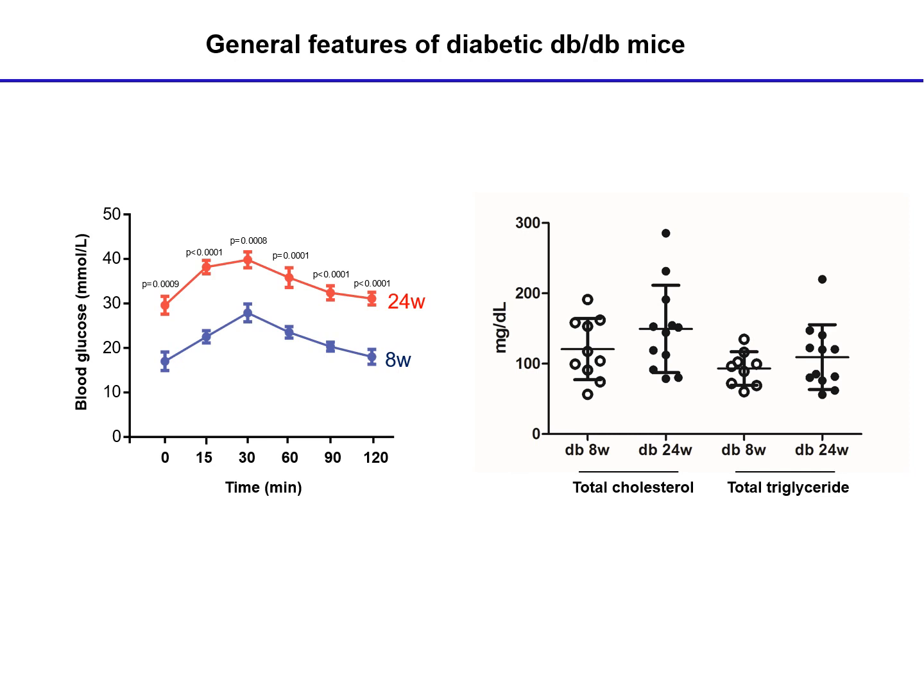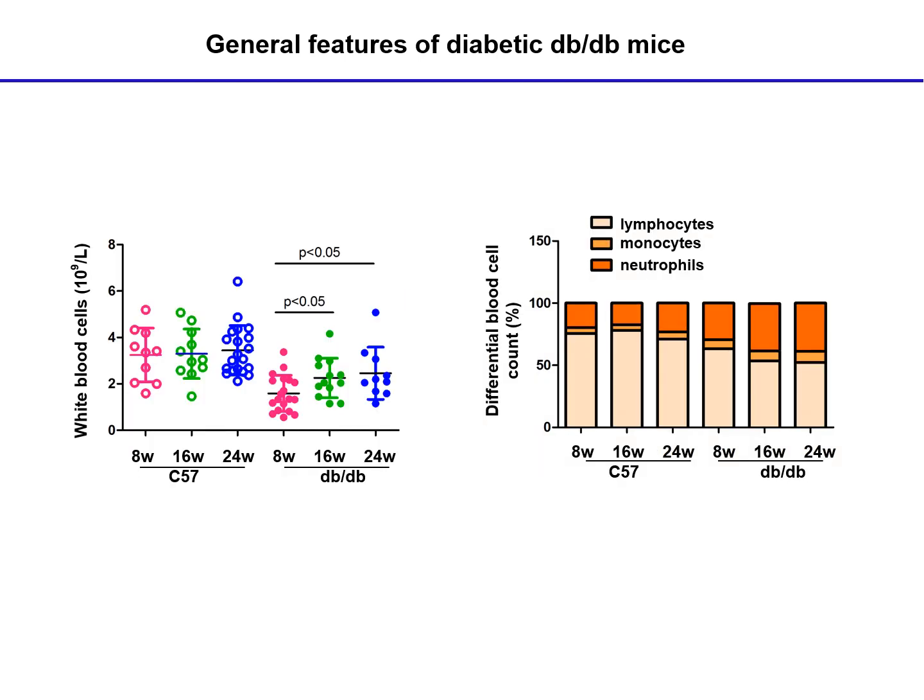To investigate that, obese type 2 diabetic db/db mice were used in the study. db/db mice develop hyperglycemia at the age of 12 weeks. As you see, at the age of 24 weeks, mice showed increased fasting blood glucose and impaired glucose tolerance. The plasma levels of cholesterol and triglyceride were similar between the two groups.